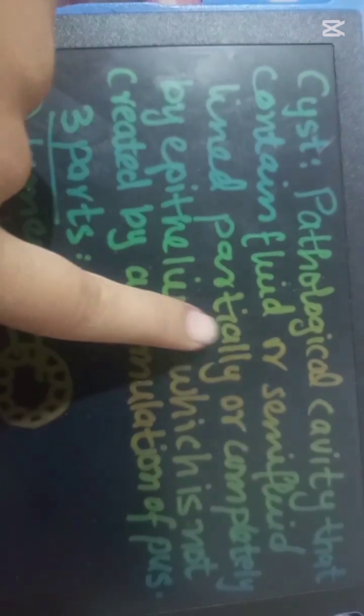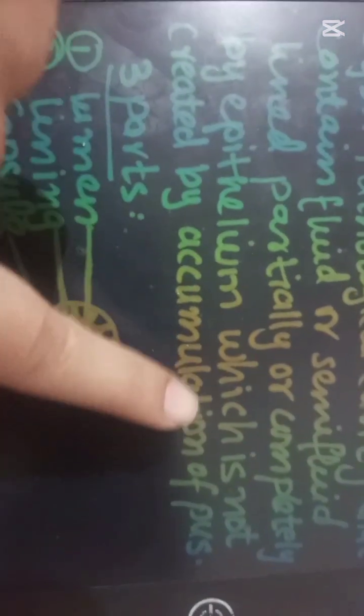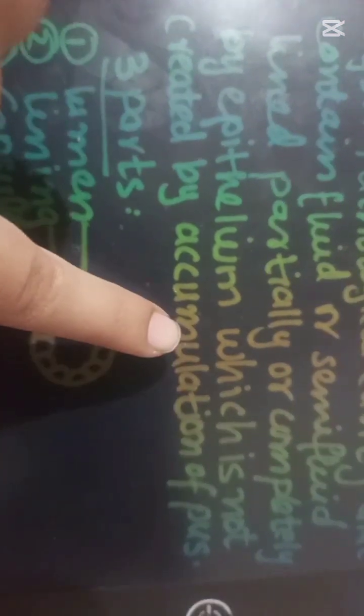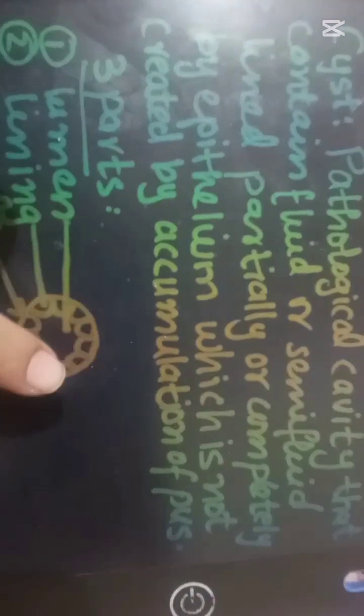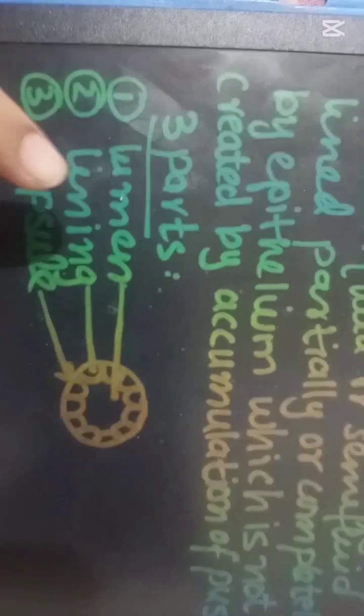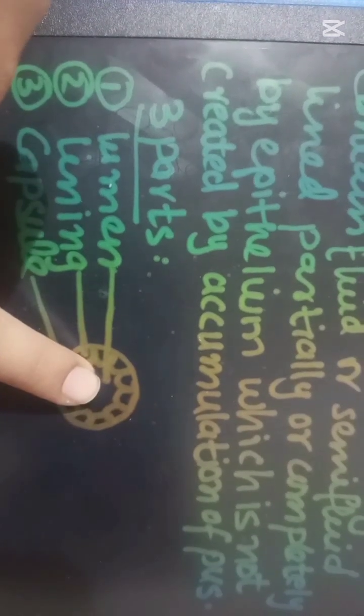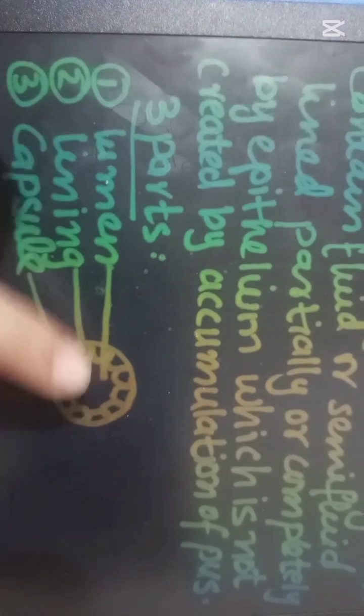It is lined partially or completely by epithelium, and it is not created by accumulation of pus. It doesn't mean that it will contain pus. Either it is partially or completely lined by epithelium, or contains fluid or semi-fluid. Then you have three parts in the cyst. The first is the lumen. Lumen is the inner part of the cyst, which is an empty space.